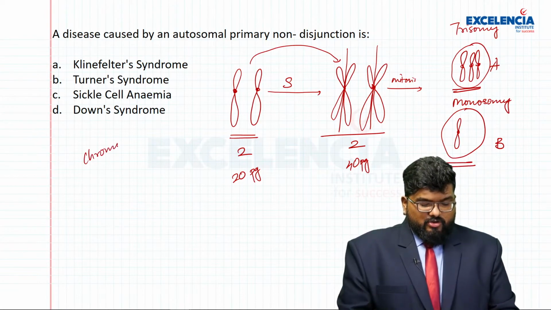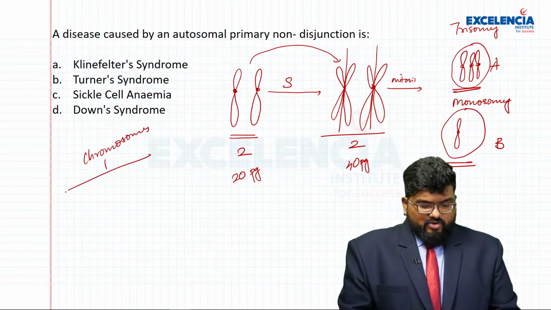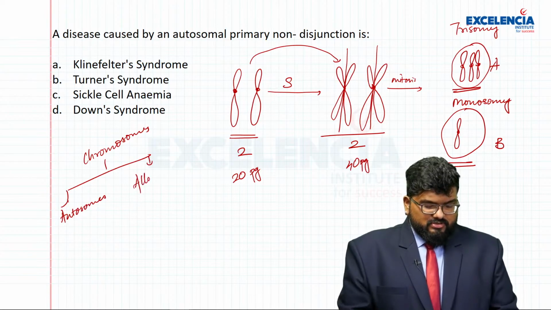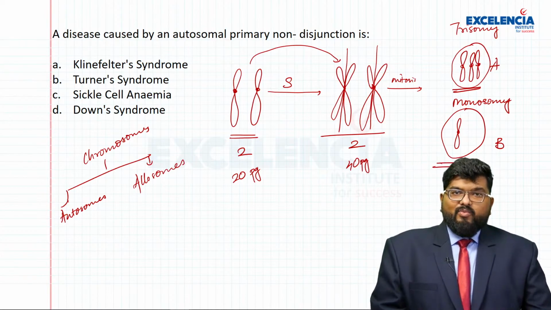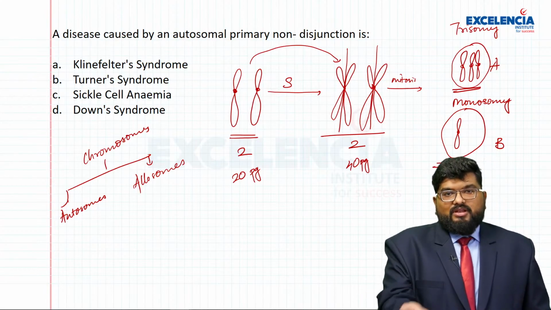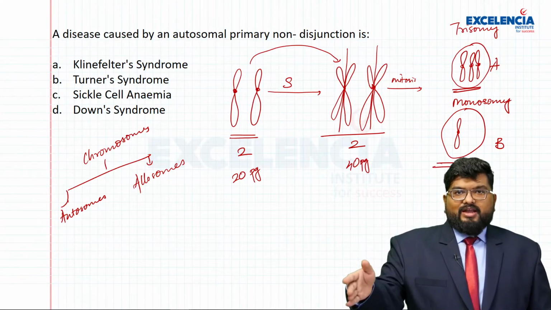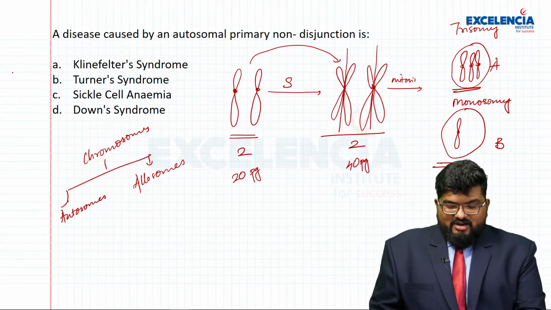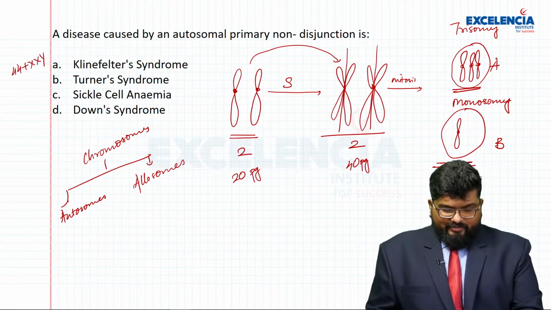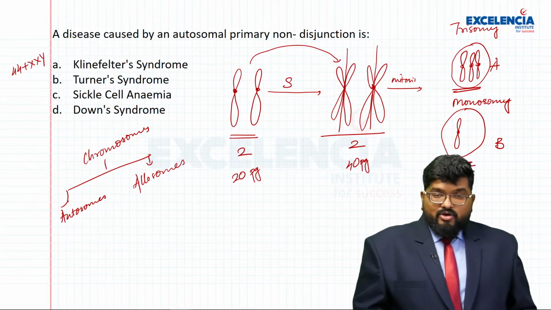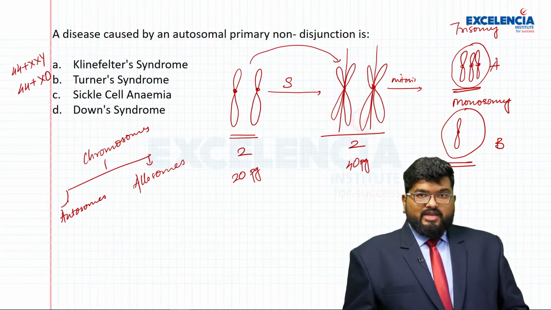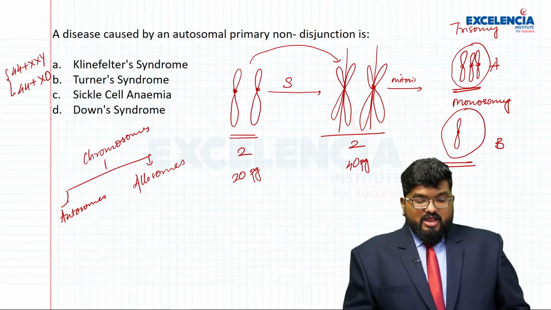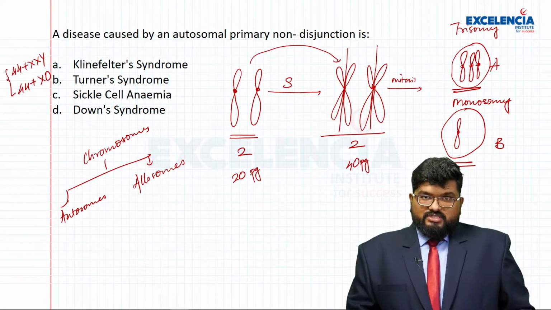So recall, when we talk about chromosomes, we have autosomes and allosomes. Allosomes are sex chromosomes. So any problem with the X and Y chromosome will be an allosomal condition. Apart from that, it will be autosomal. So Klinefelter's is what? 44 plus XXY, right? What is Turner's? 44 plus X0, right? So both of these are allosomal conditions.